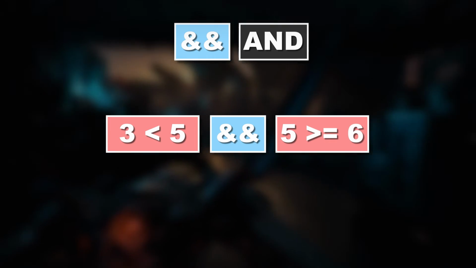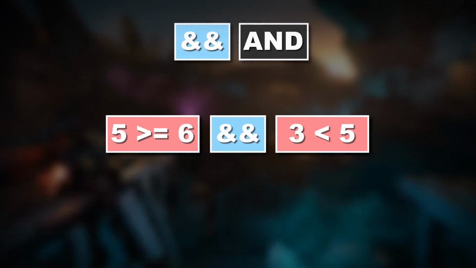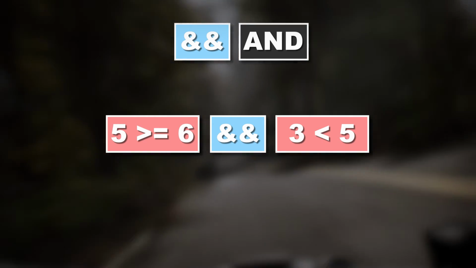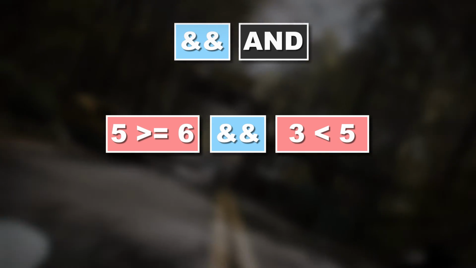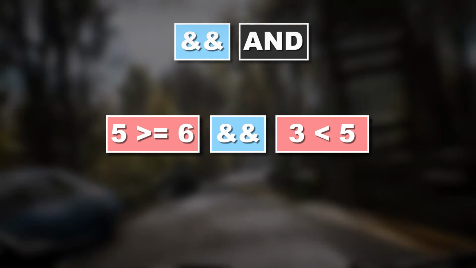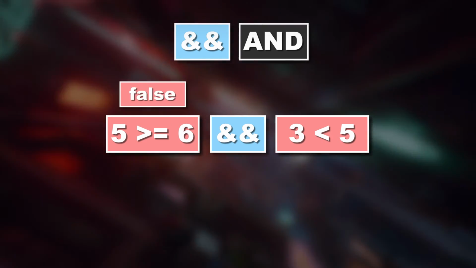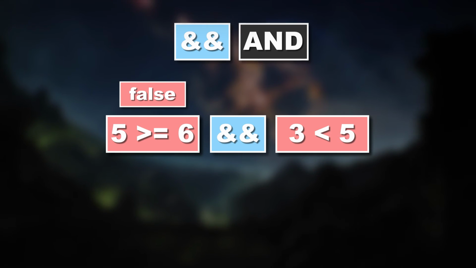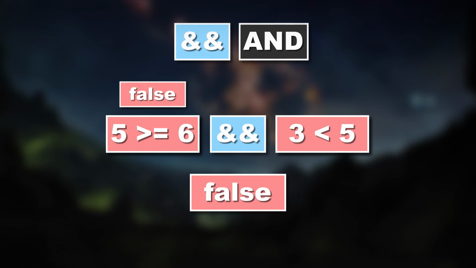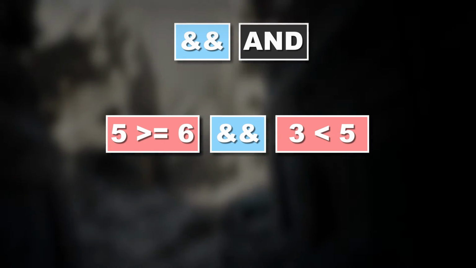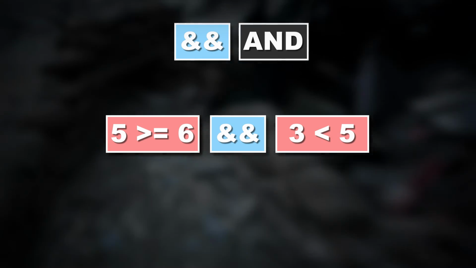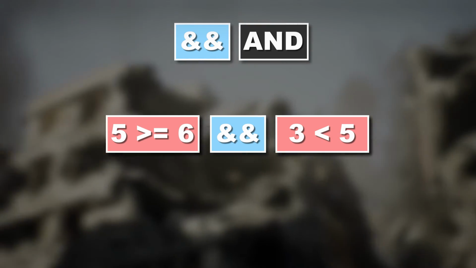One interesting fact is, if we switch condition 1 and condition 2 in this example, the program would have only evaluated 5 is greater or equal to 6. Since this statement is already false, the program knows that the AND operator can only result to false. Because, like said before, both conditions have to be true so that the AND operation can be true.